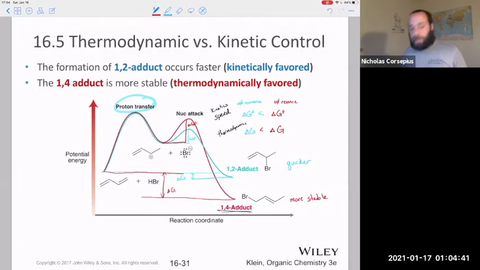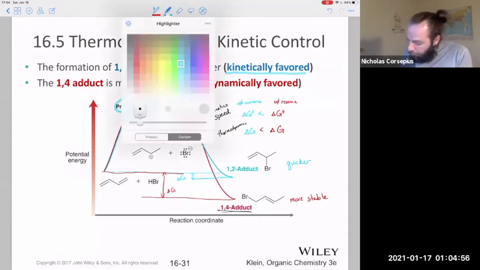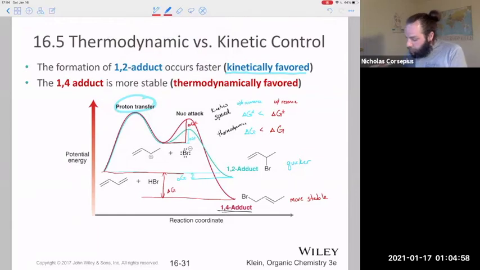So the 1,2 being quicker, we would say that it is kinetically favored, meaning it forms more quickly because it's got that lower delta G double dagger, lower activation energy. The thermodynamically favored is the 1,4, meaning that it's more stable, right? So the product that you get is more stable. The reaction is slower, but the product that you get at the end of the day is more stable.